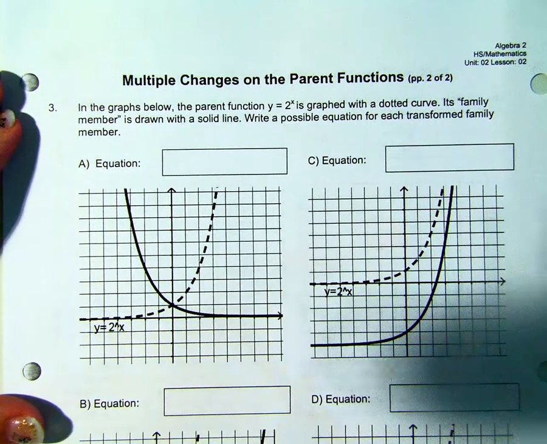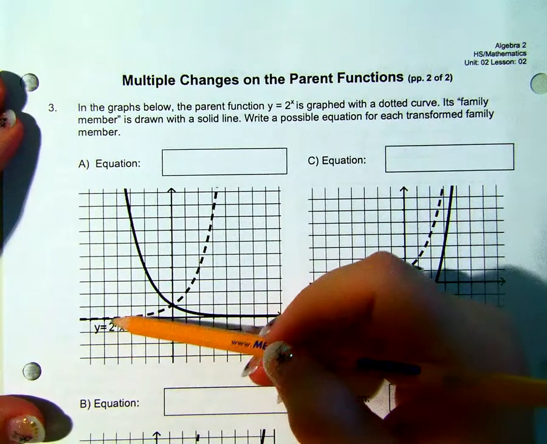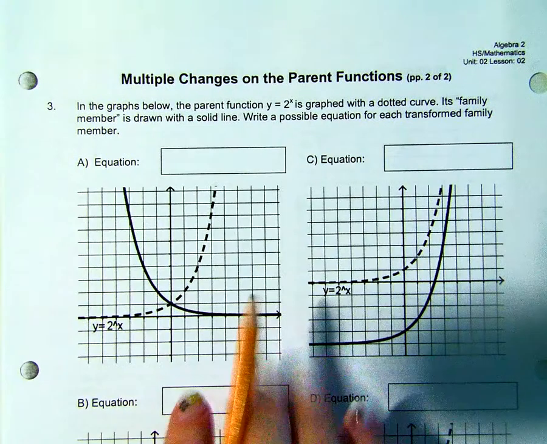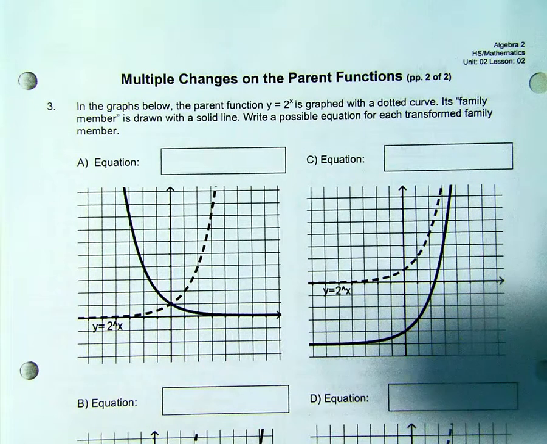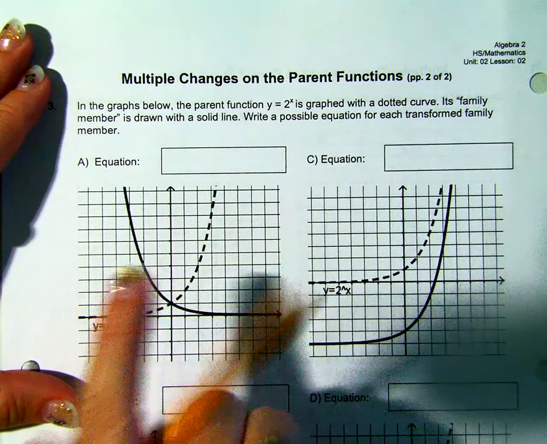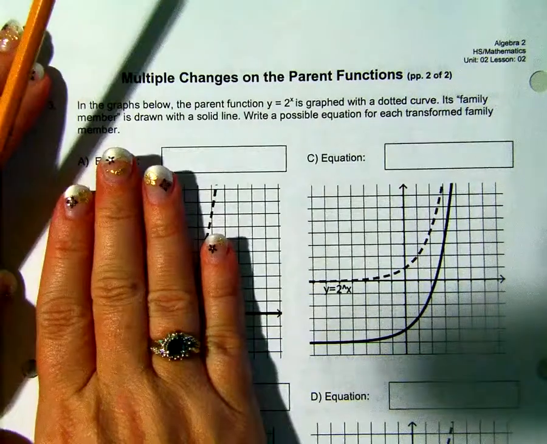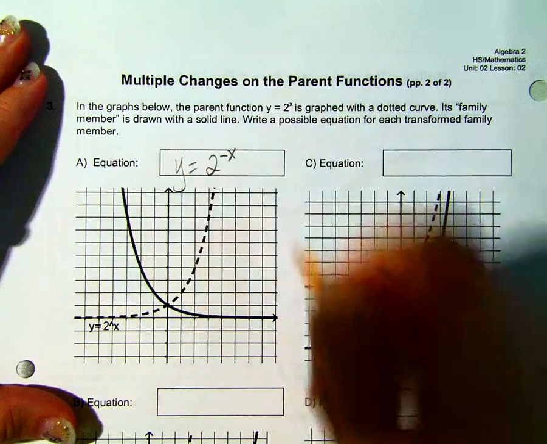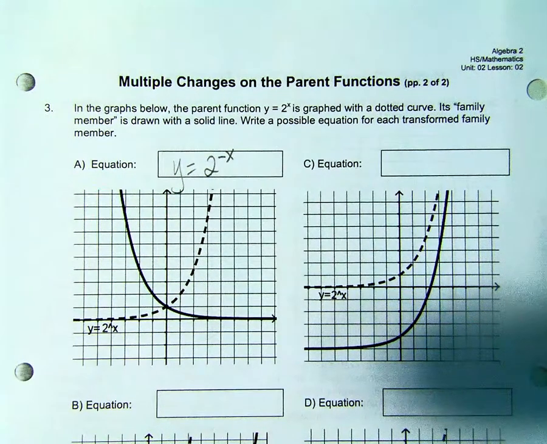Can I show you this really fast? Okay, look right here. This is the parent function, y equals 2 raised to the x power. The dotted line is the parent function. What makes it look like the solid line now? What caused that? Does it look like a reflection? Does it look like I took it and did this? Yeah? That's a reflection over the y-axis. So it looks like that because it's over the y-axis. The negative is on the inside.